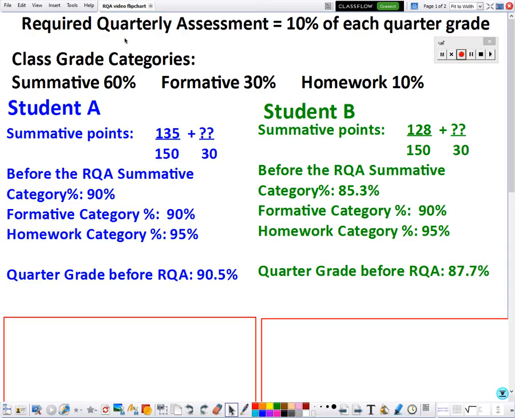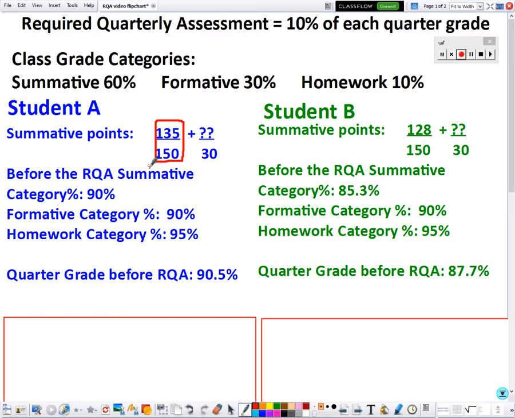So what has to happen for this type of class is your RQA grade is going to go into this summative category here. So your teacher is going to figure out, based on how many summative points you currently have at the end of the quarter, what number of points the RQA needs to be to be 10% of your quarter grade. So what I have here is a summative category that's worth 60%, and at the end of the quarter, there are 150 points.